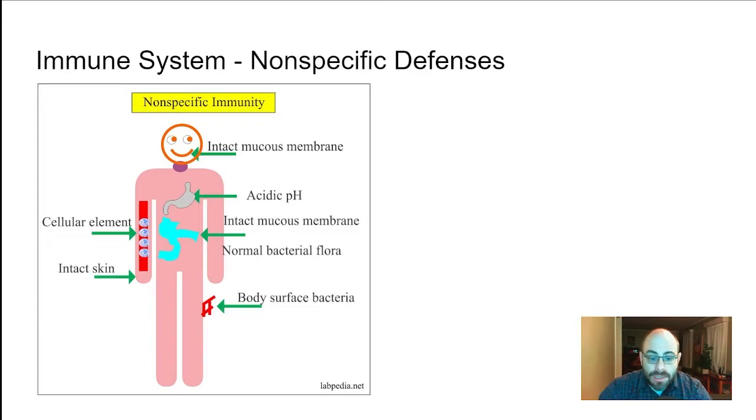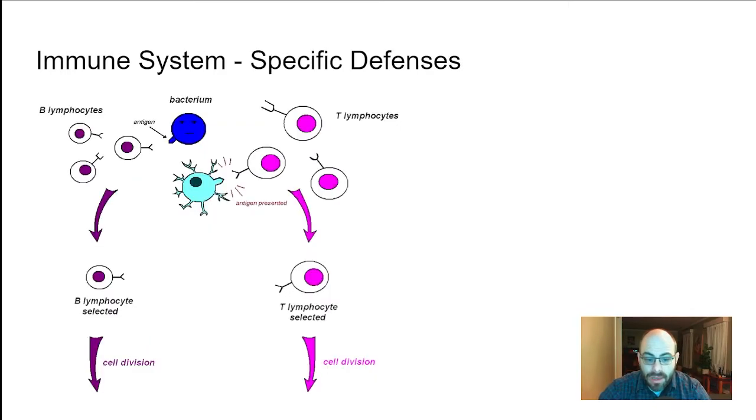So non-specific isn't targeting a specific thing, whereas a specific defense is targeting a specific pathogen. Pathogens are any disease-causing agent. And the specific immune response has two parts. There is the humoral response, which you see there on the left. Humoral has to do with fluid. What happens in the humoral response is basically you have a white blood cell that is going to communicate with this helper T cell that you see there in the middle.